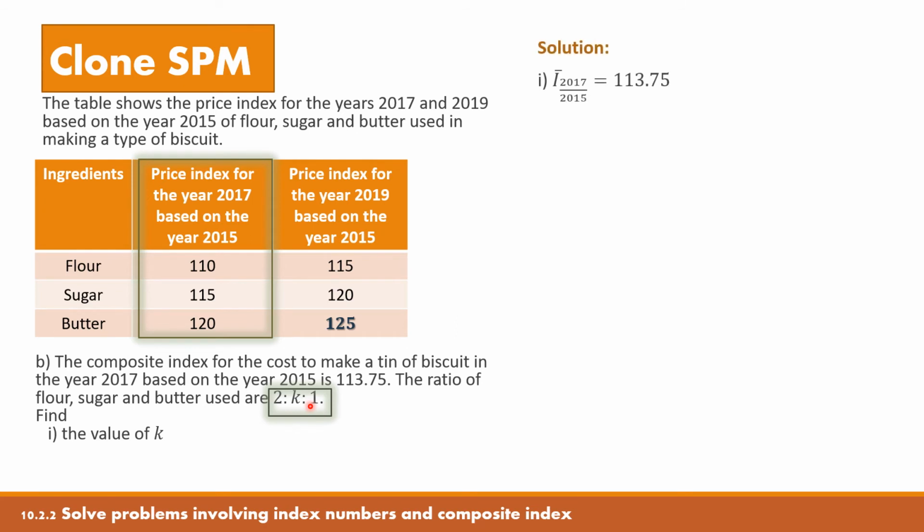So we're going to use the composite index formula to solve. By substituting 113.75 as the composite index for the year 2017 based on year 2015, we will get 110, which is the price index for flour, multiplied with 2, which is the weightage for flour, add with the 115, the price index of sugar, multiplied with K, and plus 120, the price index for butter, multiplied with 1, over the summation of the ratio, which is 2 plus K plus 1.